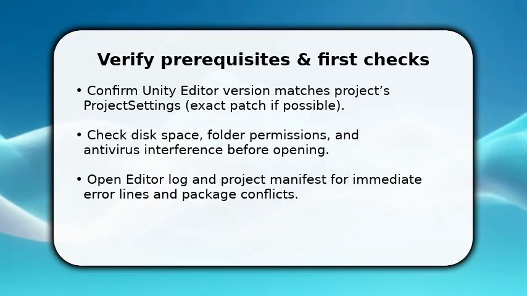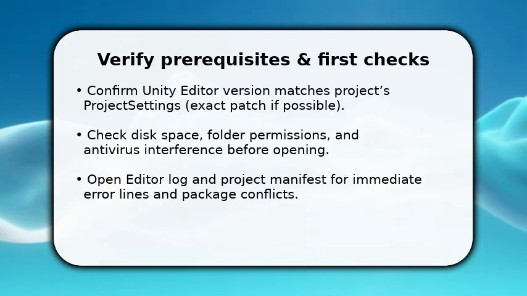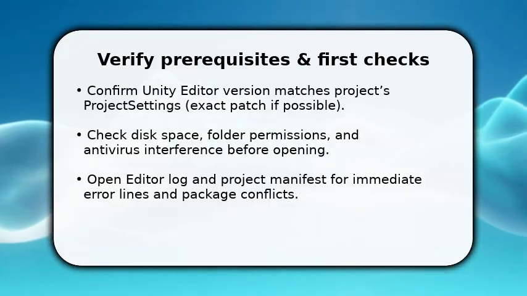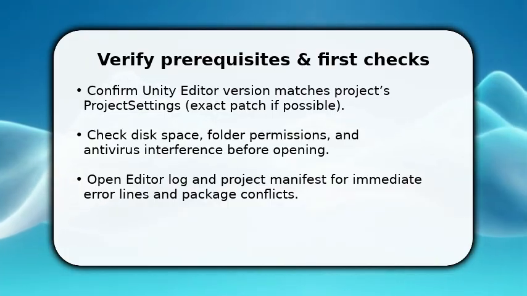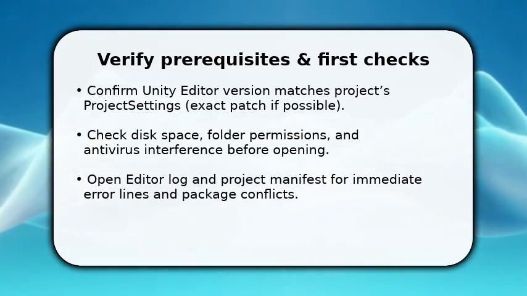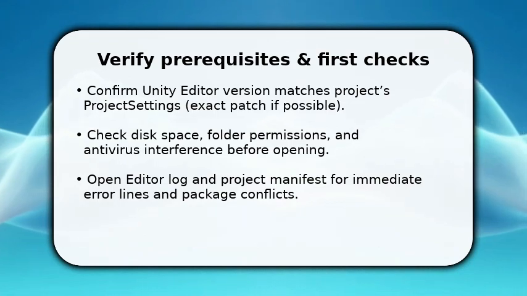Once done, open the editor log and the project's packages/manifest.json. These files tell you which package or dependency failed. This first pass narrows down causes quickly and sets you up for targeted fixes without trial and error.